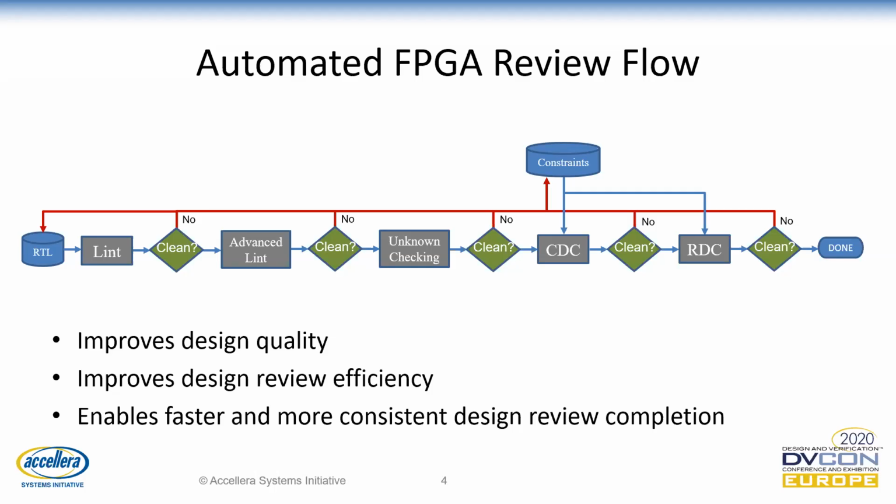Once this review process is completed, the design can be given a clean bill of health and the design is ready for implementation, right? So as you can see, what I'll be covering is lint, advanced lint, unknown checking, CDC, and RDC. Right now, these are all pieces of a design review that can be automated with design automation tools.